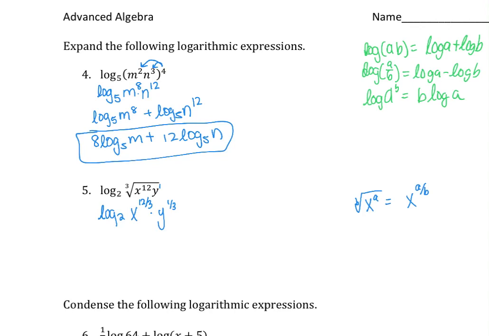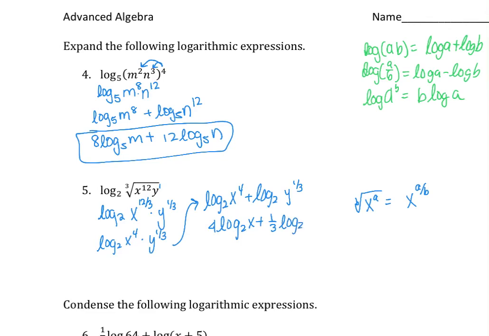And 12 over 3 simplifies. Log base 2 of x to the 4th times y to the 1/3. Multiplication splits up to be addition. Log base 2 of x to the 4th plus log base 2 of y to the 1/3, and then exponents go out front. 4 log base 2 of x plus 1/3 log base 2 of y.